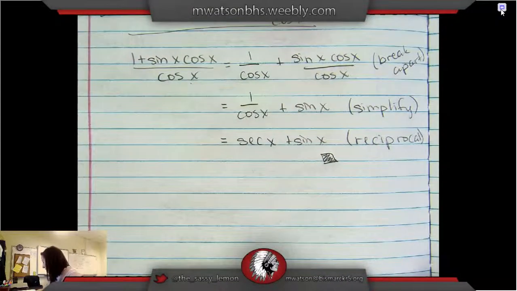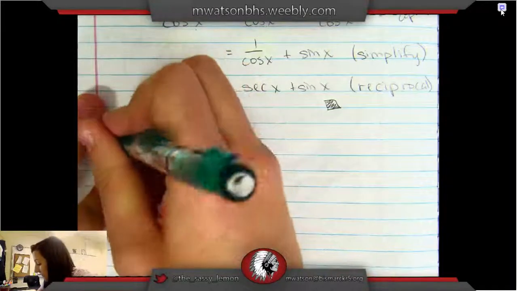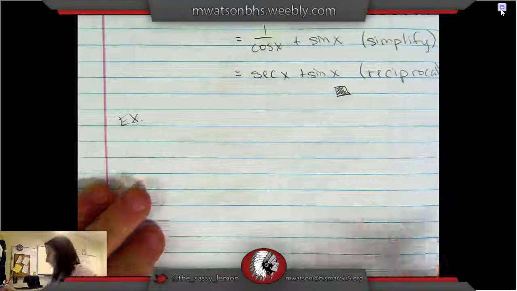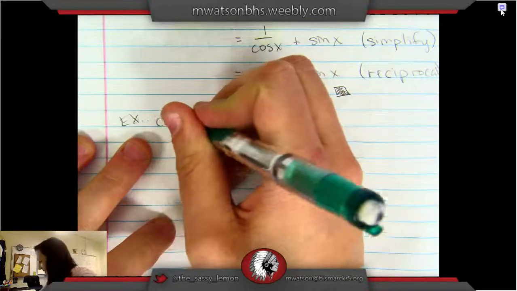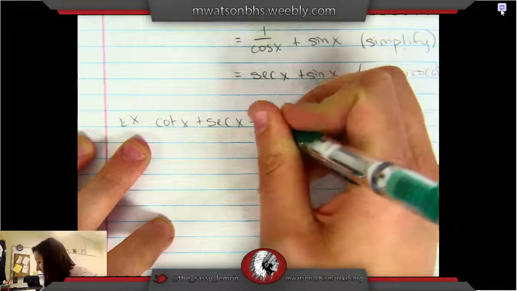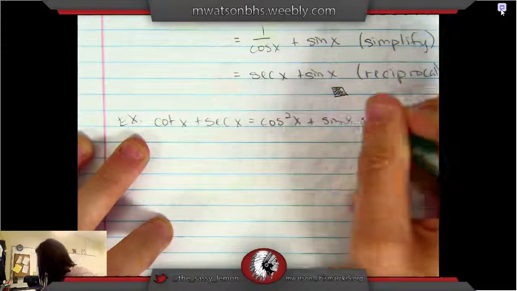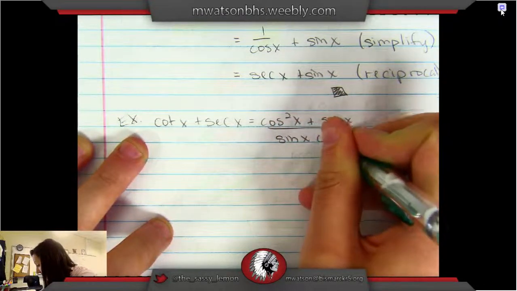Alright, so that was an addition. Let's go ahead and do one more together. And then I'm going to give you guys some practice problems to do in your warm-ups. So, example. We're going to do cotangent of x plus secant of x equals cosine squared x plus sine x all over sine of x times cosine of x.